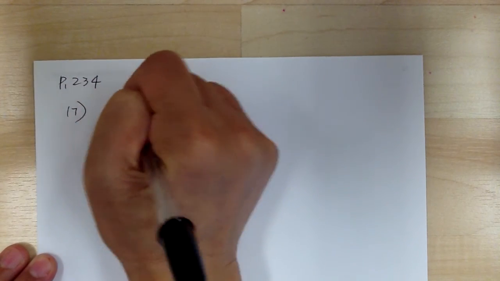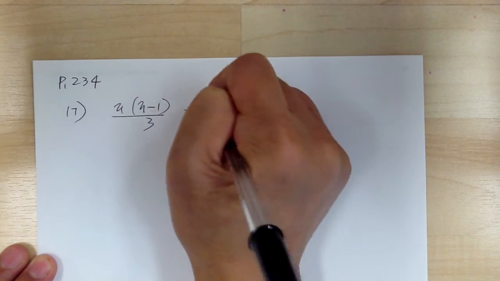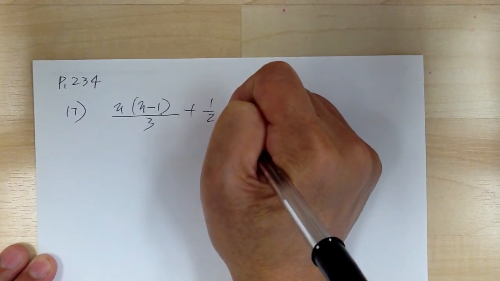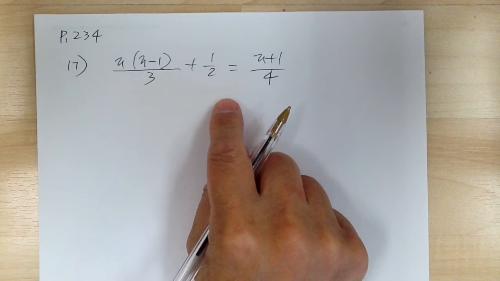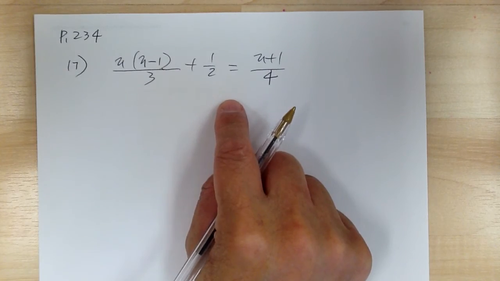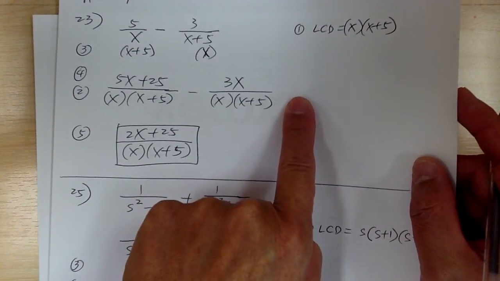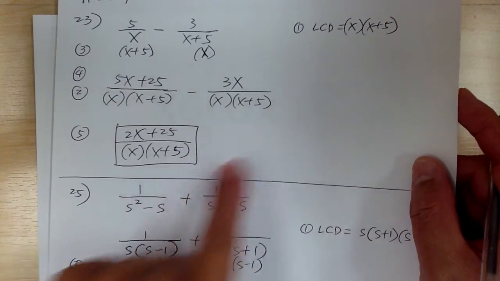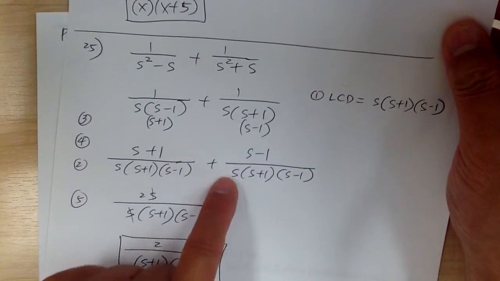And let's do 17. You have u times (u minus 1) over 3 plus 1 over 2 equal to u plus 1 over 4. Now this is an equation. In an equation, you don't have to hang on to your denominator. See over here? When you have an expression, with no equal sign, this one is not an equation, so you need to hang on to your denominator, right?